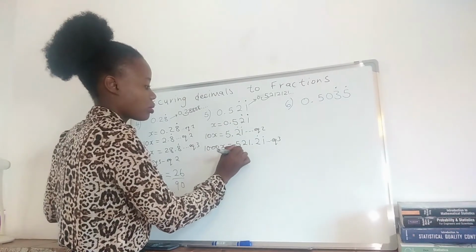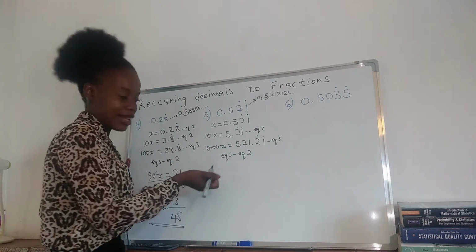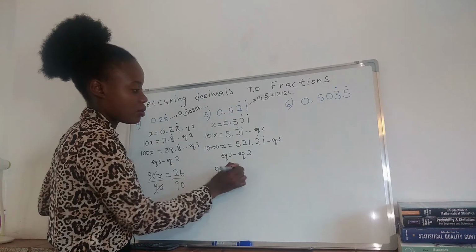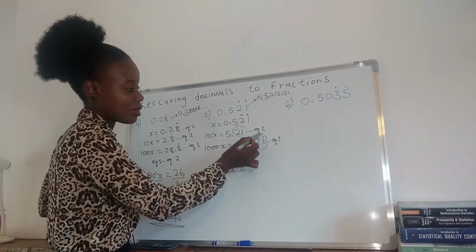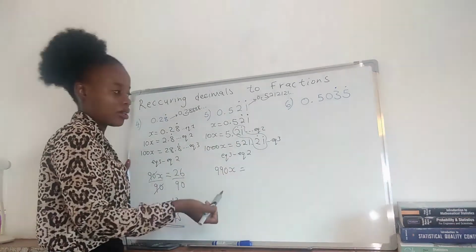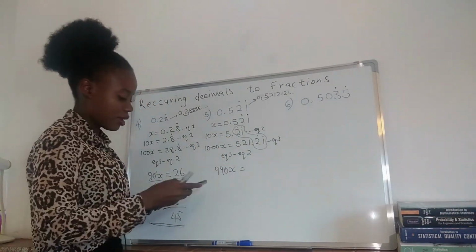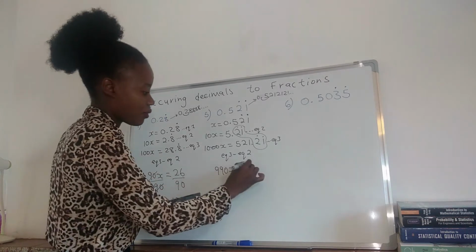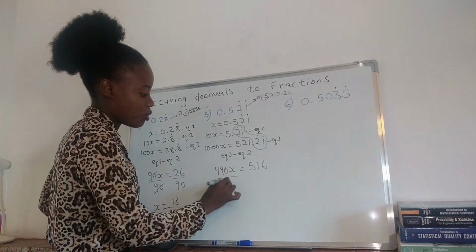Okay, after that, we do equation 3 minus equation 2. So 1000x minus 10x is 990x equals to this one. Immediately after the decimal, they are going to cancel each other. You can see that they are the same, they're going to cancel each other. We're left with 521 minus 5, which is 516.